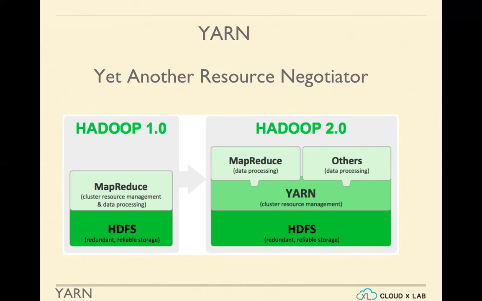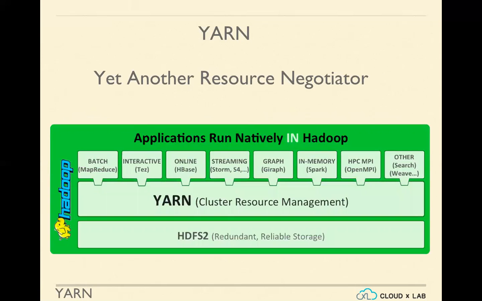This refactoring was done, and because of it, as of today, there are many parallel computing engines like MapReduce. Similar to MapReduce, we have Tez, which is used in Pig. Then we have HBase and Storm and S4. We have Giraph. We have Spark. We have OpenMPI, and so on. There are many more individual compute engines on top of YARN.